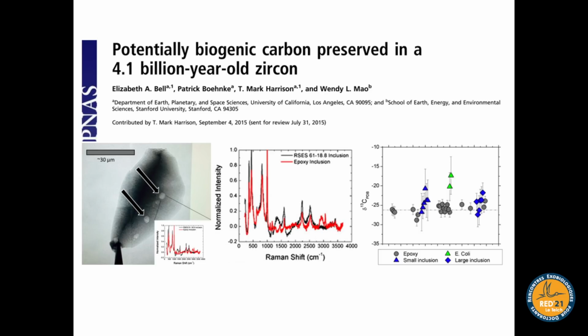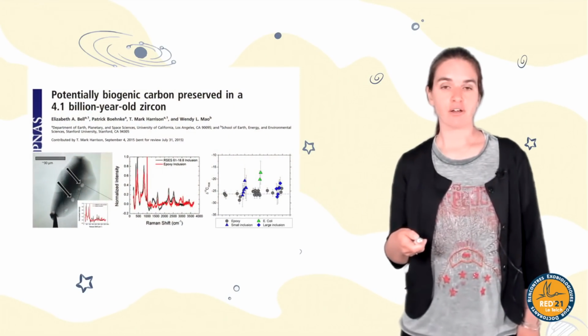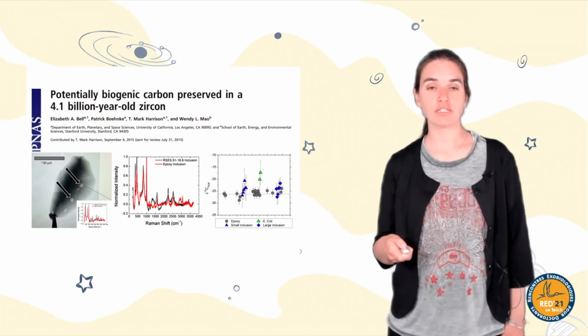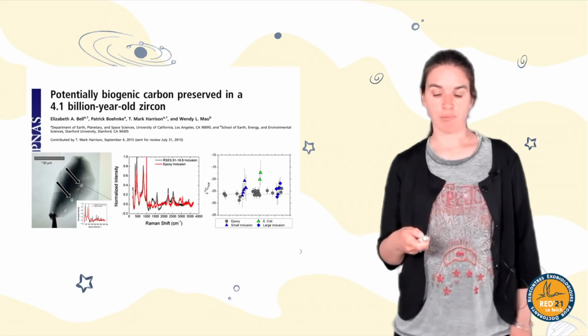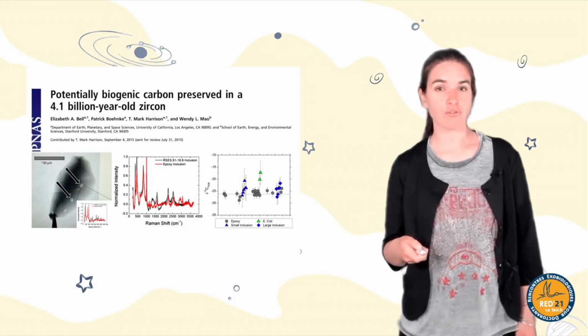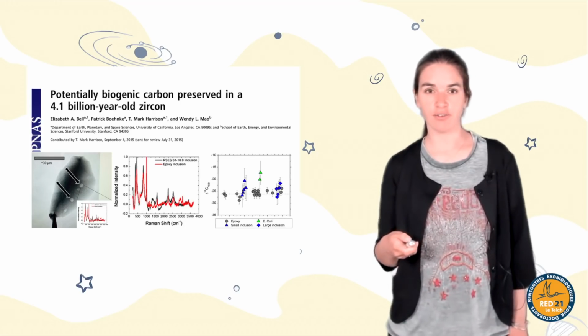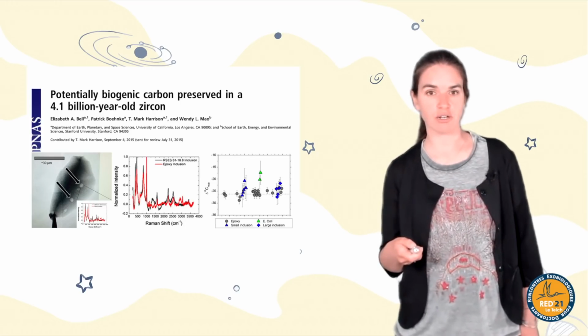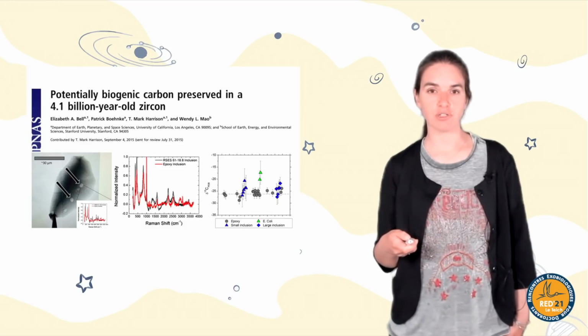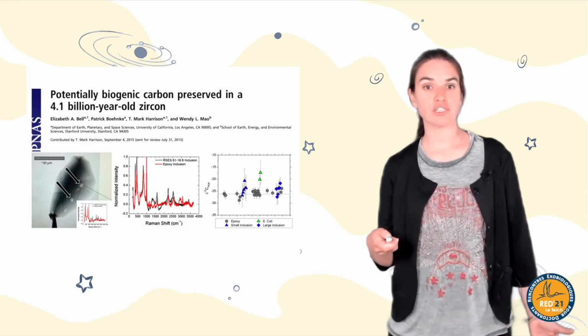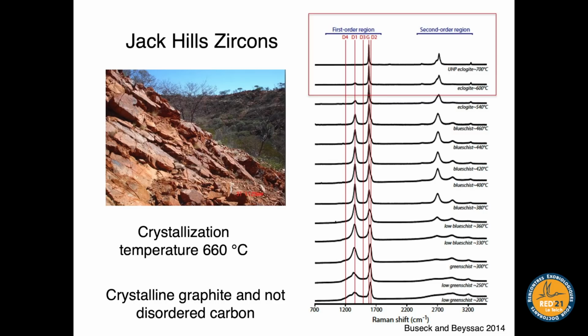They found a tiny inclusion, a globule of carbon, in this 4.1 billion year old zircon. And in the paper, they suggested that this carbon was of biological origin. This paper is very controversial because it potentially looks like contamination. First, the carbon in this zircon is more disordered than it should have been, because the Jack Hills zircons crystallized around 600 degrees.